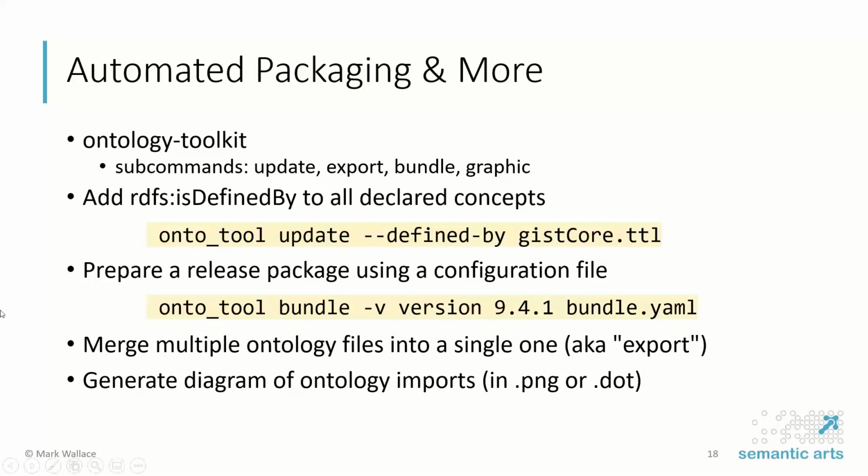More recently, our ontology toolkit has been developed, and again, it's publicly available. It's got subcommands. In other words, the main things you can do with the toolkit: update, export, bundle, and graphic. So for example, here's just a few examples. We use the Onto tool. I can say, hey, I want you to run an update on JISC core, and I want you to put in all the RDFS definedBys in there because they're not in there.